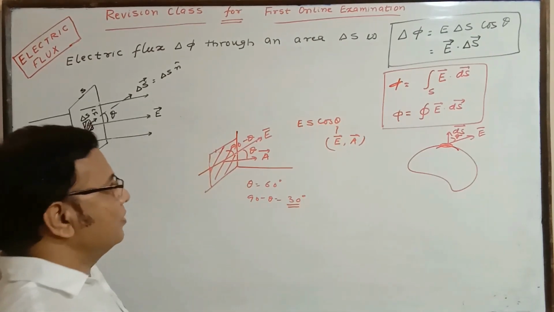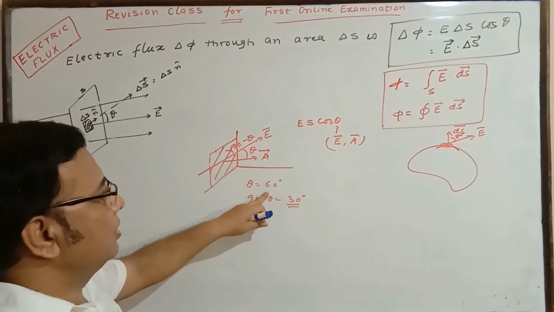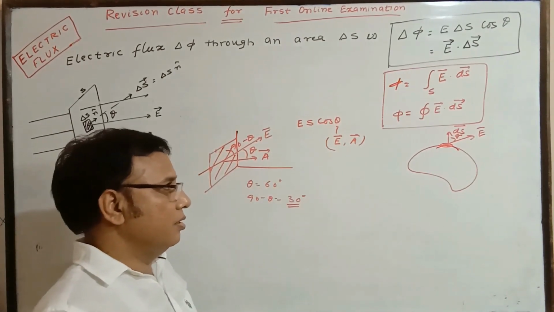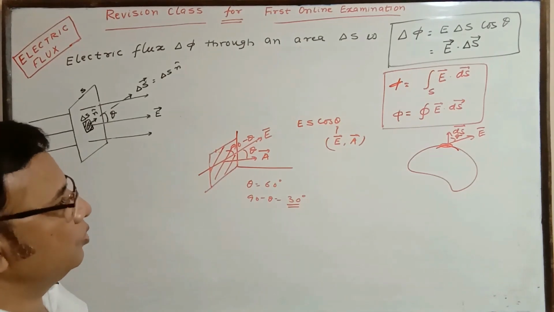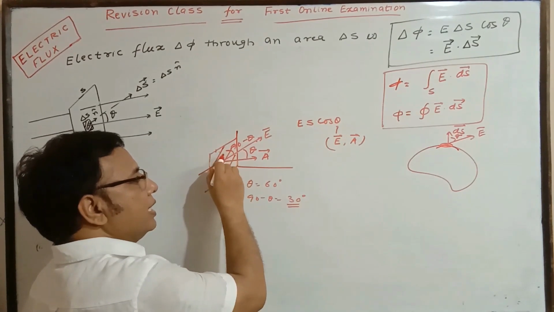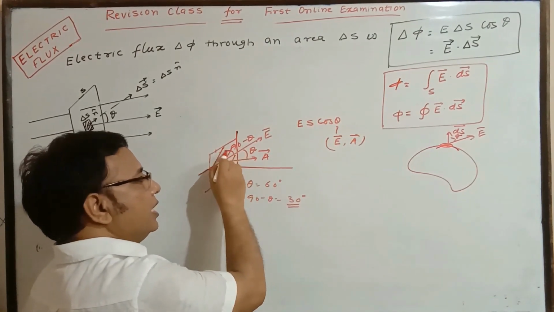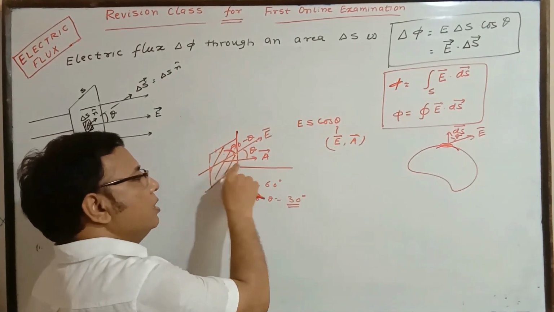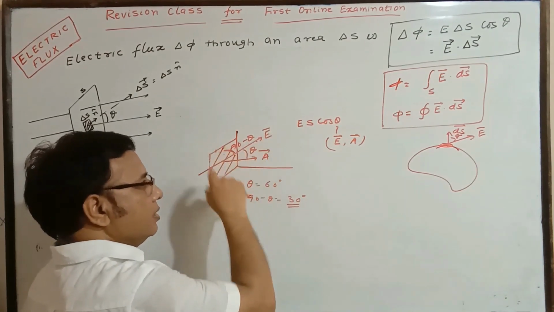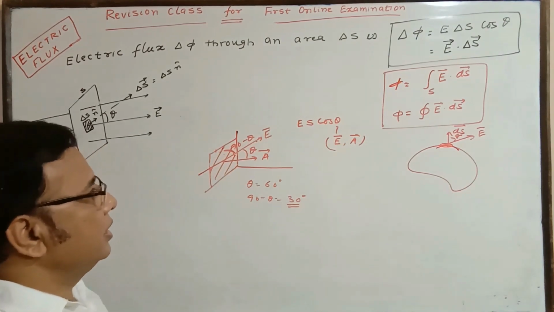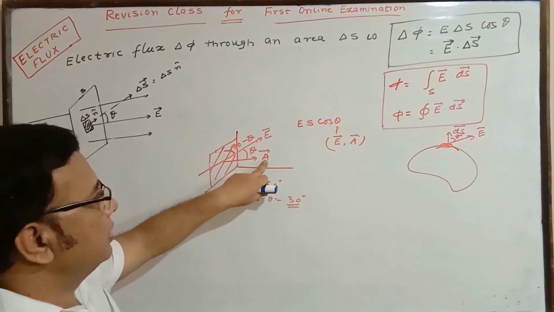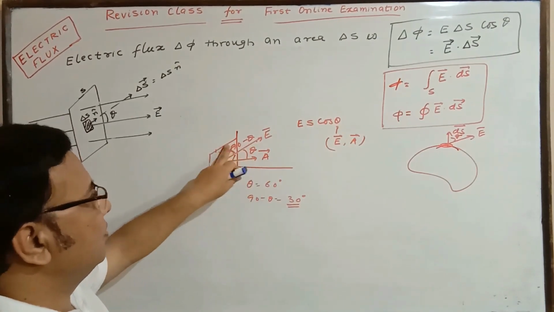In cos theta, if you take 30 degrees instead of theta, which is 60 degrees, then the answer will be wrong. So you just check what theta is given with: the planar area or the area vector. If theta is given with the planar area, then you have to take the angle between the area vector and the electric field. Here this theta is the angle between the electric field and this area vector, not with the planar area.